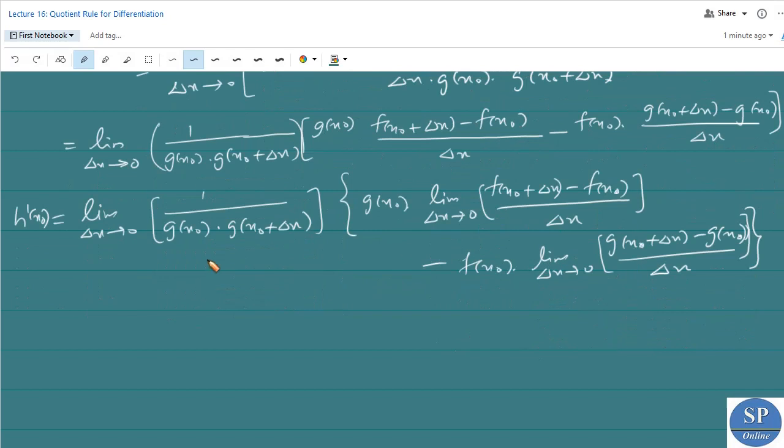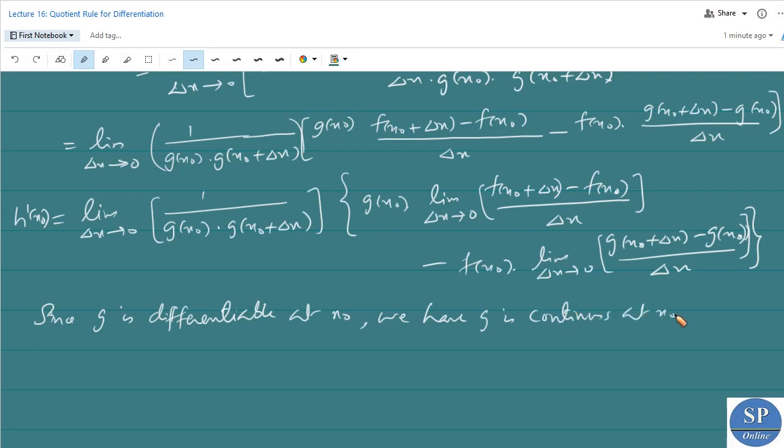Now since g of x is differentiable at x naught, we have g of x is also continuous at x naught. Therefore, limit delta x approaches 0, g of x naught plus delta x is equal to g of x naught plus 0, which is equal to g of x naught. So this limit is nothing but 1 by g of x naught into g of x naught.